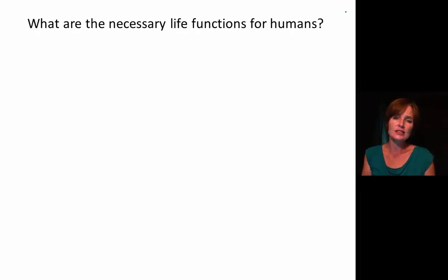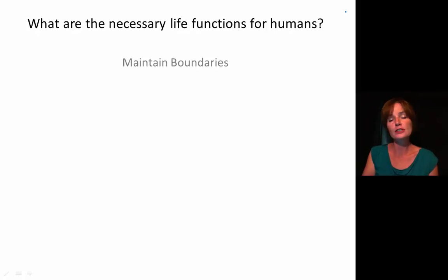So if we go through the list of necessary life functions for humans, one of the first things that we have to be able to do, or that our cells have to be able to do, is maintain boundaries. What we mean by maintain boundaries is, first off, a cell is going to have a covering on the outside, and that covering is going to keep the internal components inside, and it keeps the outside stuff on the outside. And so it has a boundary there on the surface of the cell. Our skin does the same thing for us at an organism level. So it is the boundary that separates our insides from the external environment. So that's function number one that has to be taken into account.